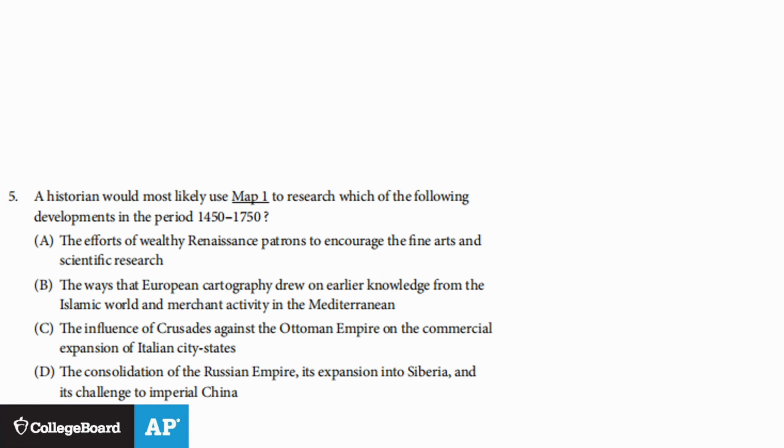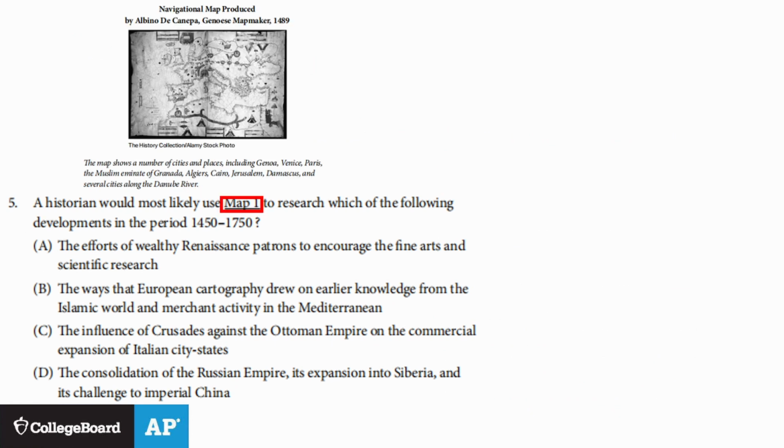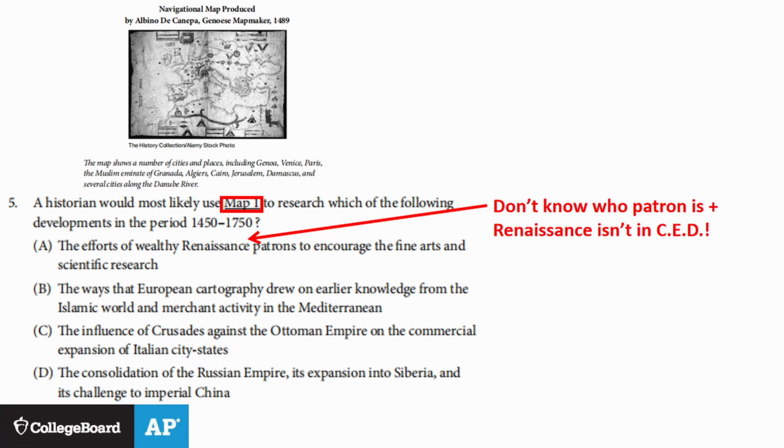A historian would most likely use map 1 to research which of the following developments in the period 1450 to 1750. Number 5 might seem a bit tricky. A could be tempting because this is from Italy, but we can't tell from this map who sponsored it. Plus, the College Board doesn't even care about the Renaissance for this course. B looks a lot better.